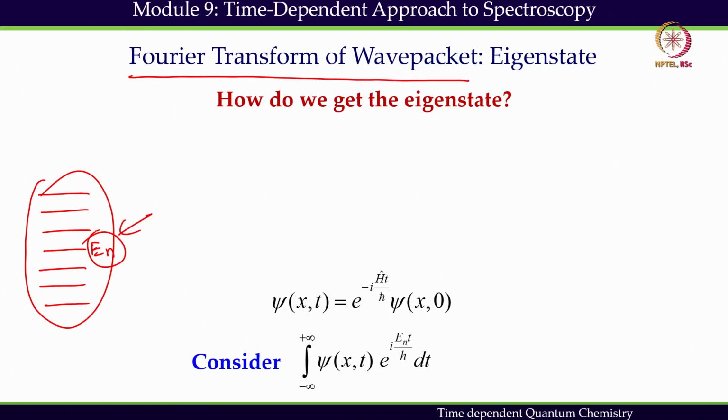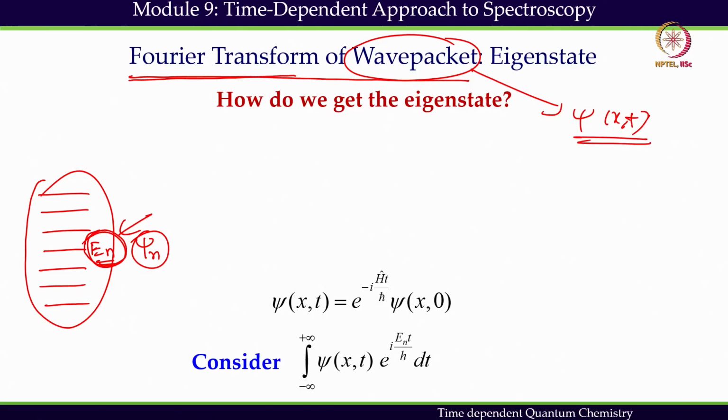So if I am interested to find out the eigenstate wave function associated with the eigenvalue En, I want to find out psi n, then all I need to do is take the Fourier transform of the wave packet psi(x,t). I have to Fourier transform that wave packet at that energy, En, to get that eigenstate. That's the basic idea. So I will first prove this idea, whether this is mathematically justified or not.